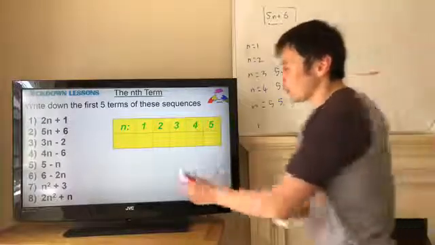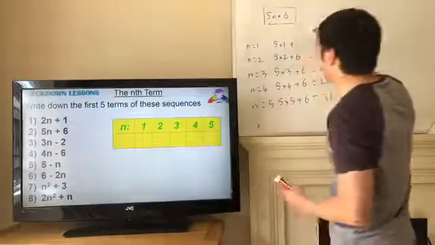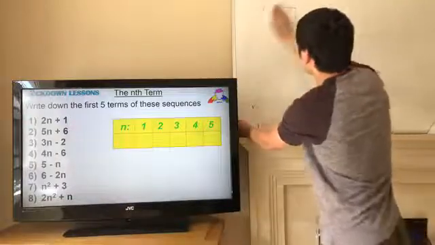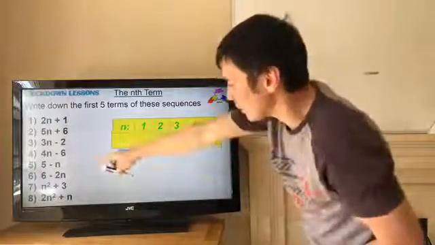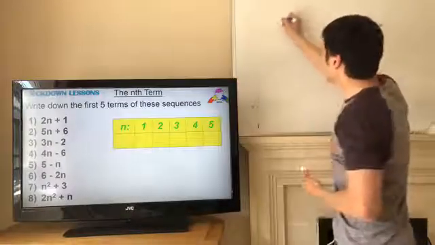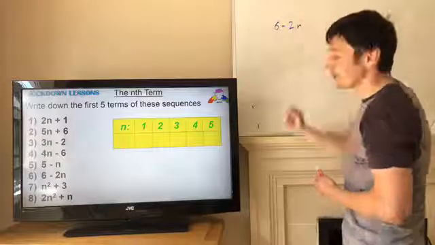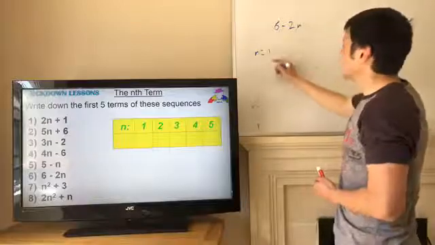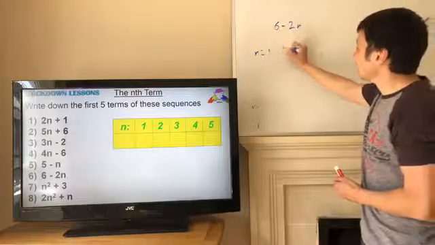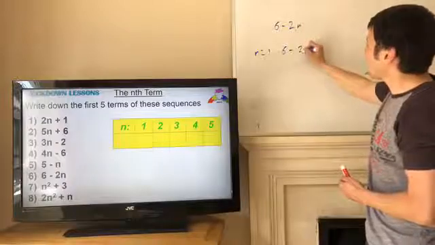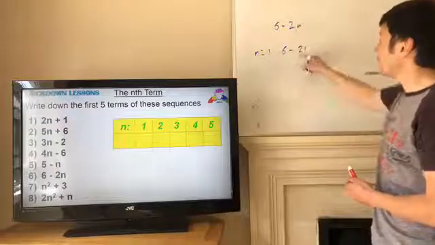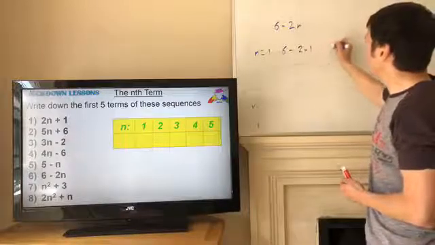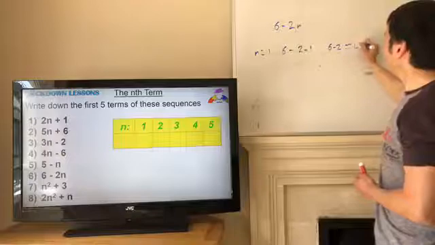Okay, I just want to look at question 6 as well, because this one is really easy to get wrong, and then I will put the answers on the board for you. So question 6, 6 minus 2n. When n is 1, let's just look at what we're doing here. We're doing 6 minus 2 times 1. 2 times 1 is 2, so this is 6 minus 2, which equals 4.